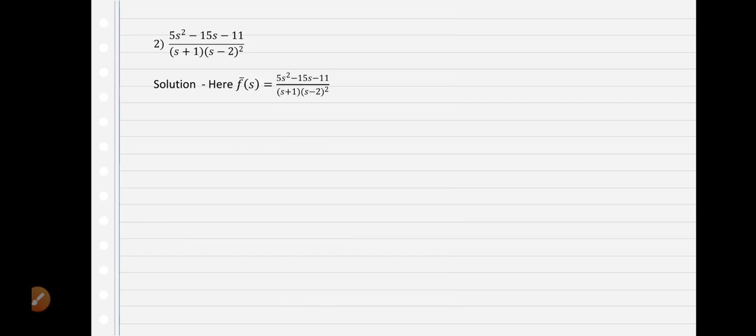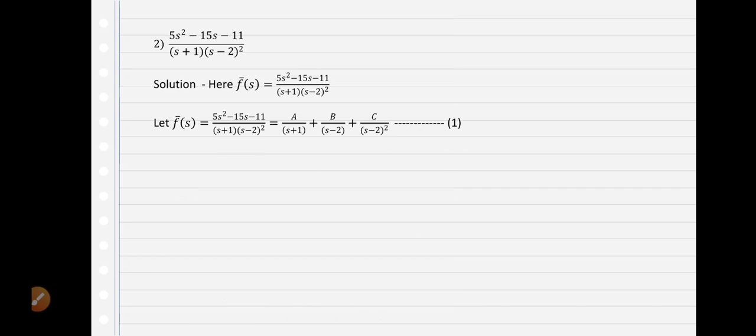5s square minus 15s minus 11 divided by s plus 1 into s minus 2 bracket square. Again we have to check the degree of numerator and denominator. Numerator's degree is 2 because of the presence of s square term. Denominator is containing 3 linear factors, s plus 1 and s minus 2 in square form. So degree of denominator is 3. So numerator's degree is less than that of denominator's degree, and hence we can apply the method of partial fraction.